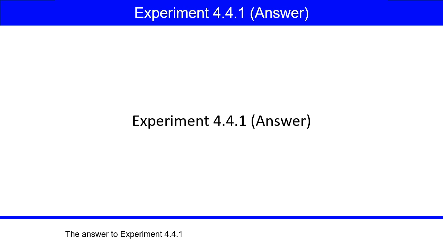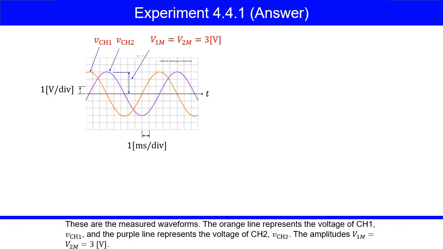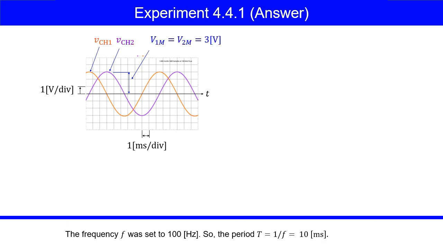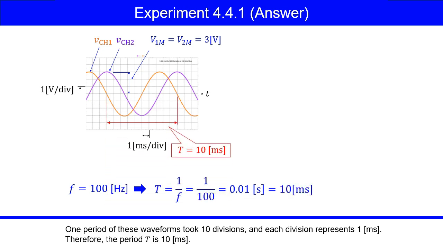The answer to experiment 4.4.1. These are the measured waveforms. The orange line represents the voltage of channel 1, VCH1, and the purple line represents the voltage of channel 2, VCH2. The amplitudes V1m and V2m were 3 volts. The frequency f was set to 100 Hz. So, the period T equals 1 over f equals 10 milliseconds. One period of these waveforms took 10 divisions, and each division represents 1 millisecond. Therefore, the period T is 10 milliseconds.